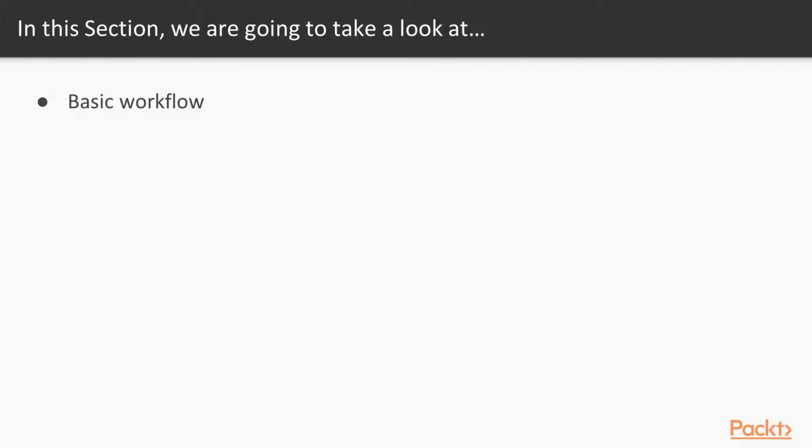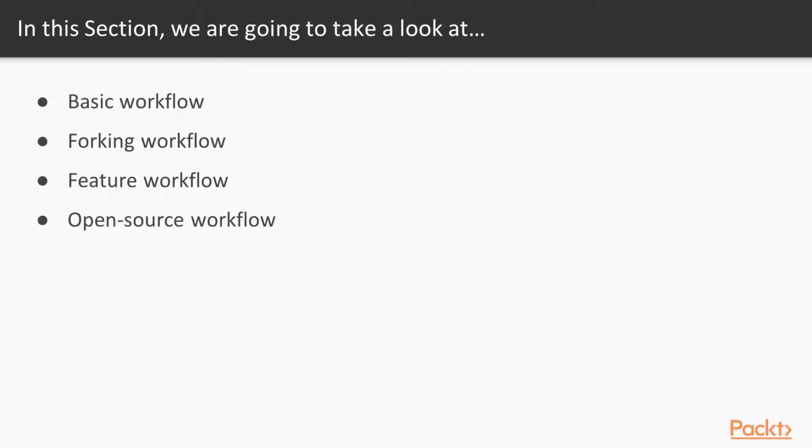In previous discussions we've had in this series, we've talked about a basic workflow, your master, your develop, your feature. In this particular section, we're going to focus on that basic workflow, but then we're going to focus on the forking workflow, when you fork, a feature workflow, which is basically the basic workflow plus the feature branch, an open source workflow when you're doing an open source project, and lastly, the Git flow workflow. Okay, that's a little different than the rest.